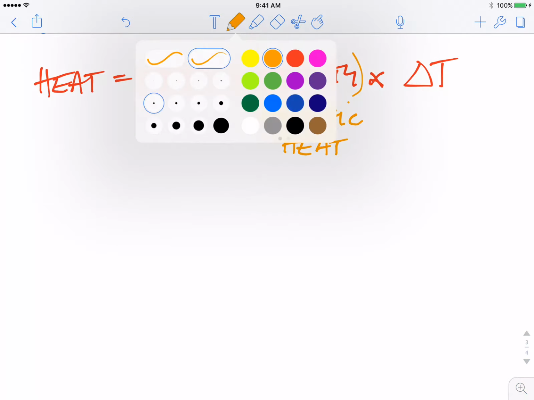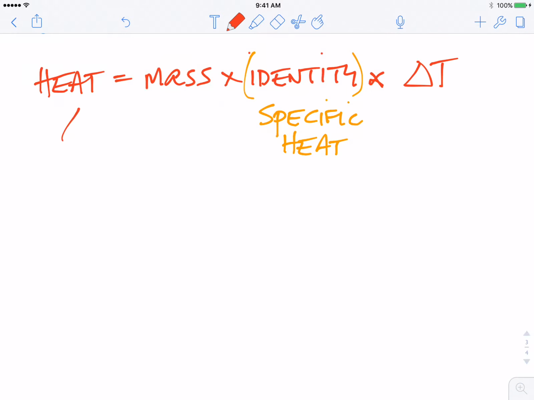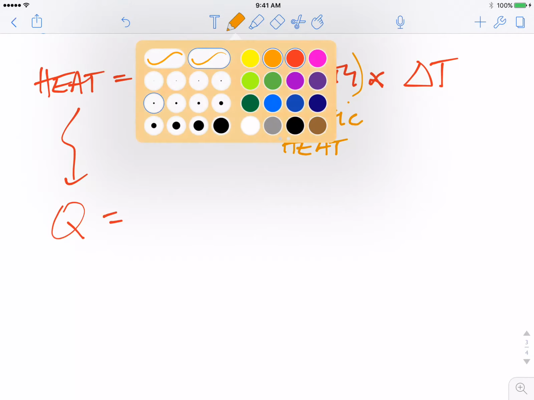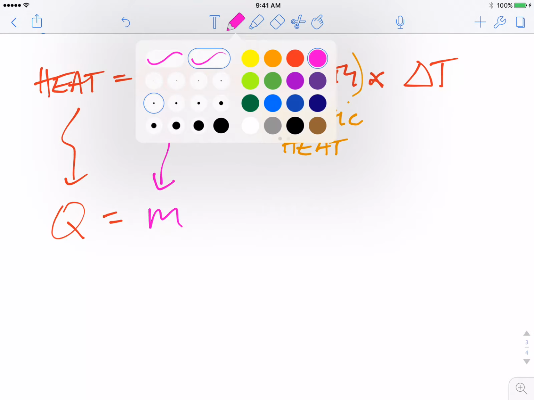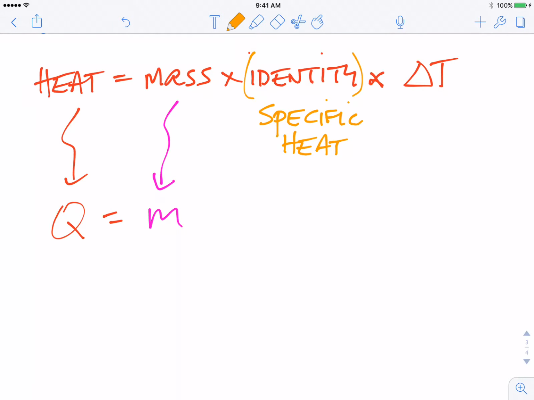Okay? Some abbreviations to throw at you. Heat is given the abbreviation Q. M is going to be our abbreviation for mass. Okay. Specific heat has a few different designations. We're going to abbreviate it as C. You'll see it also as a capital italicized S. And then change in temperature is delta T. So I've already kind of abbreviated that.